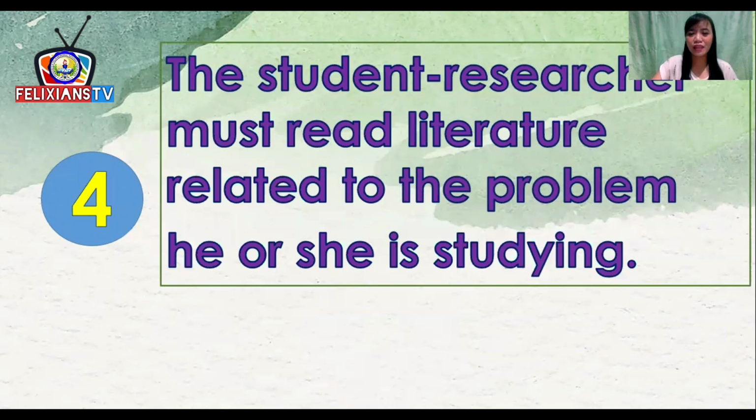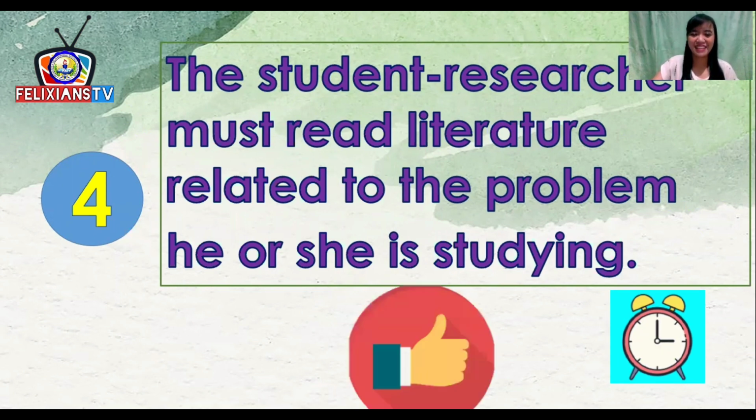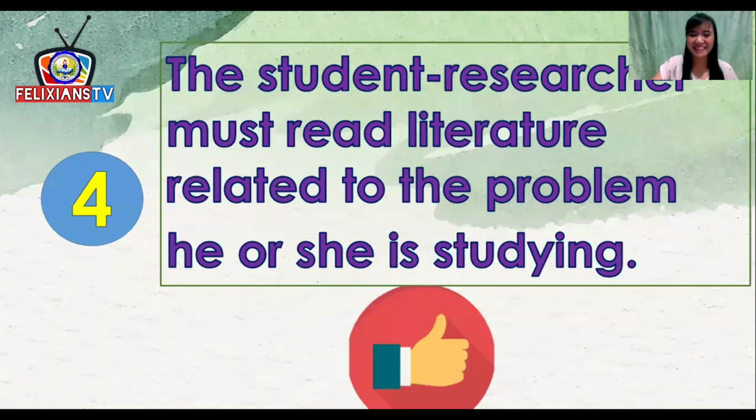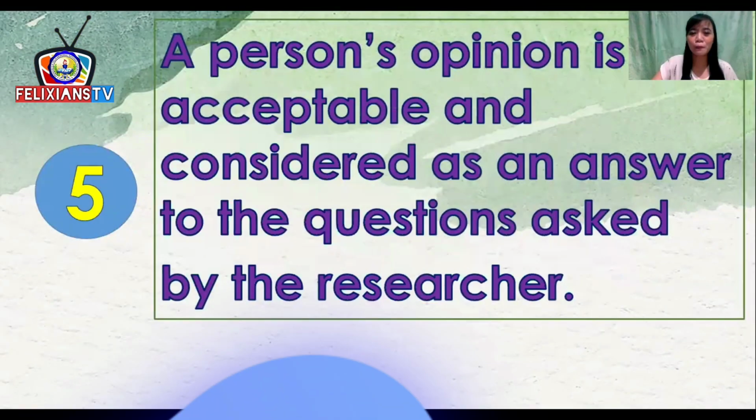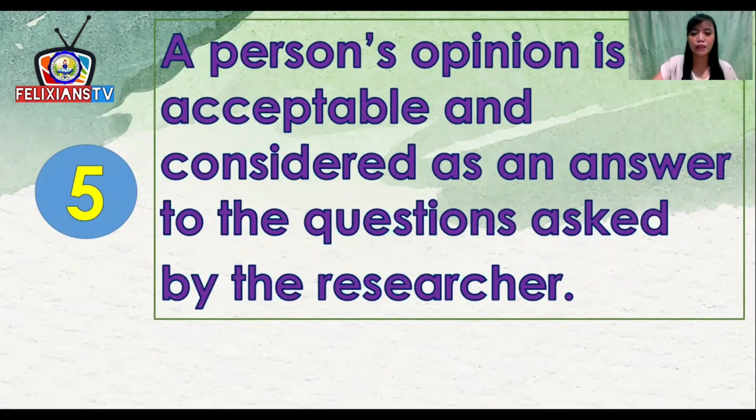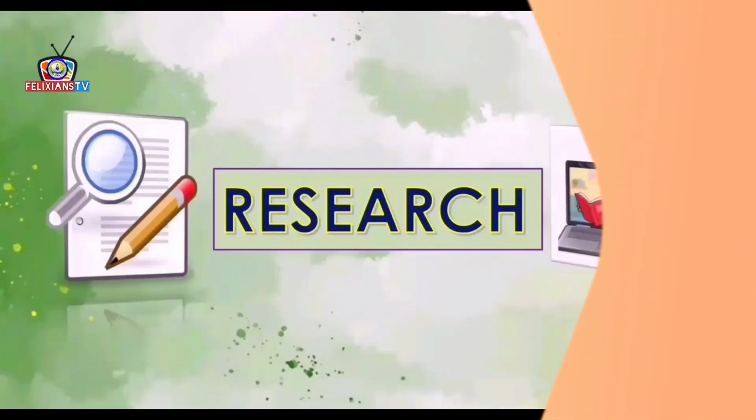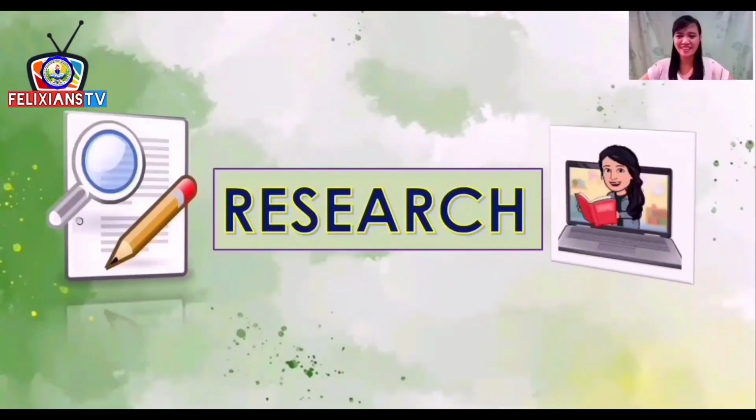Number 4. The student researcher must read literature related to the problem he or she is studying. The correct answer is like. And number 5, a person's opinion is acceptable and considered as an answer to the questions asked by the researcher. The correct answer is like. Congratulations! You did a great job. Now you are really ready to know what research is. Let us now define and discover what research is.